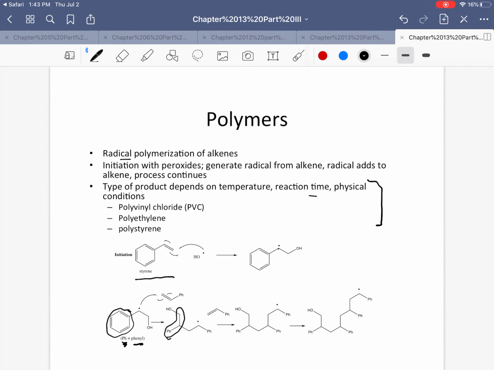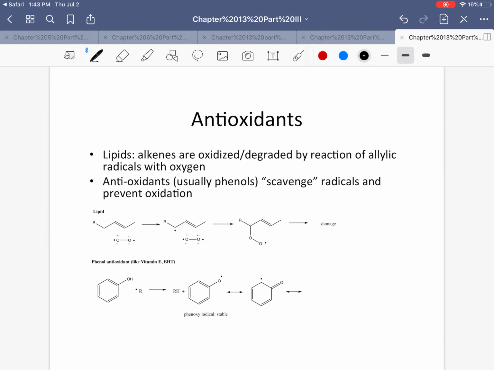So I have my sort of initial piece here. Now I've added another piece. This radical is going to add again. So now I've got my initial piece and then my second piece. And again, this can keep adding, and you can sort of pick out the different pieces here where you've got a phenyl and two carbons, and this will just continue on and on and on to give polystyrene.